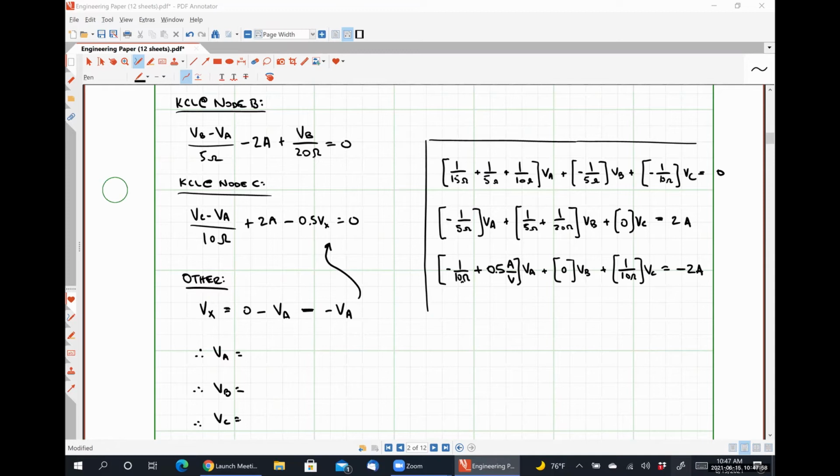Has anyone been able to get an answer for any of the three variables? Yeah, but I don't think it's right. What'd you get? For VA, I got a negative 0.659. All right. Negative 0.659 volts.